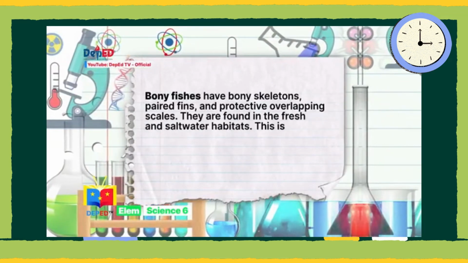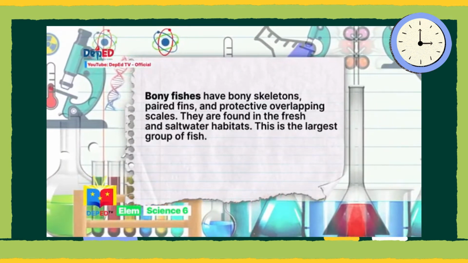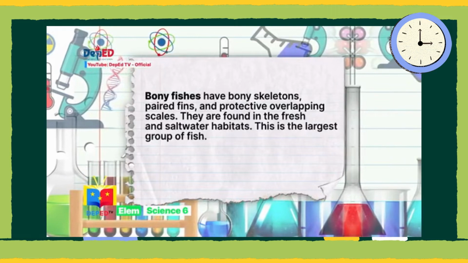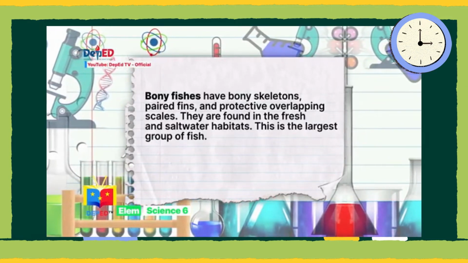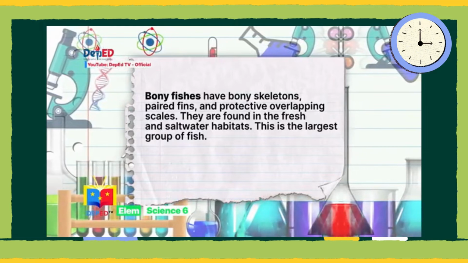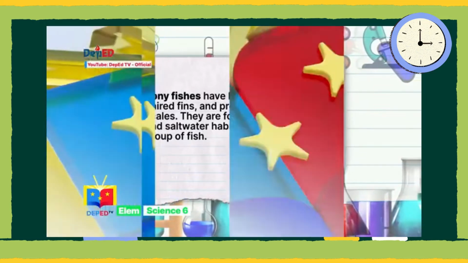Bony fishes have bony skeletons, paired fins, and protective overlapping scales. They are found in the fresh and saltwater habitats. This is the largest group of fish. Examples of bony fishes are milkfish, catfish, angelfish, and clownfish.